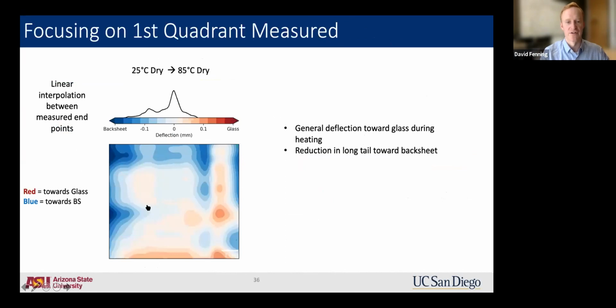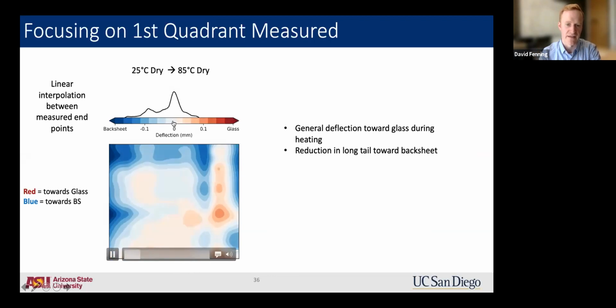So in order to try and visualize this better, we can take just a quadrant of the module, since we measure in 4 pieces at a time in the X-ray topography, and look at the distribution dry at room temperature, and then again at 85C. And we've done a linear interpolation between these two maps of deflection in order to visualize how the deflection is changing and where.